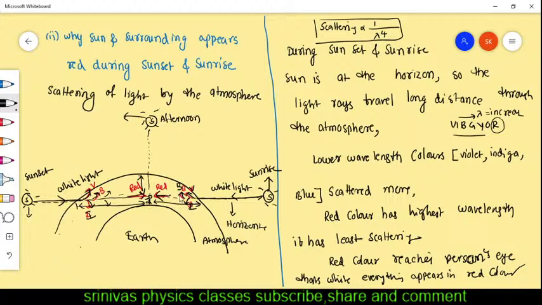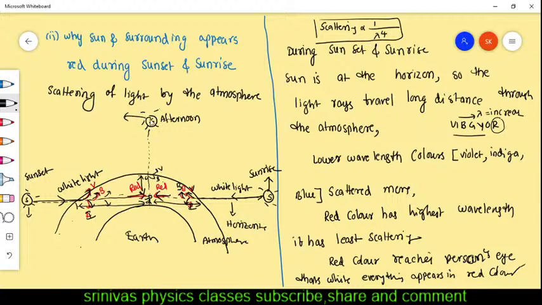Violet, indigo, blue colors will be scattered because of less wavelength, but red color has maximum wavelength, it has least scattering, it does not scatter, and it can go straight. That's why red color reaches the person's eye, and whatever he will see appears red color. In the afternoon, all the colors will not scatter. Some blue color will scatter, violet color will scatter, but all the colors are not scattered.